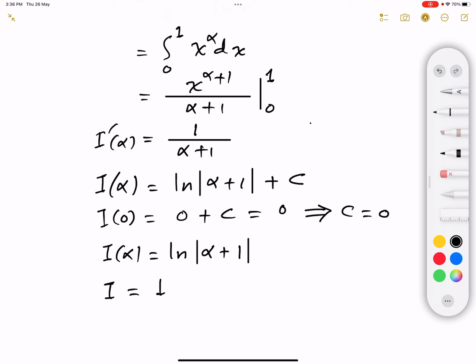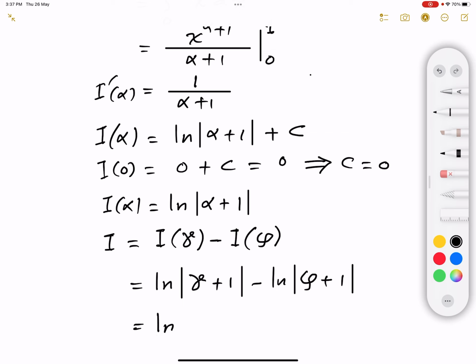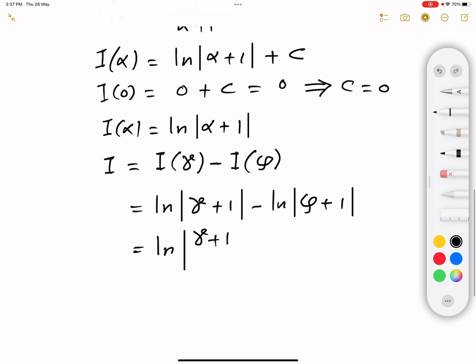Now, what is our original integral? It's nothing but I(γ) minus I(φ), where φ is the golden ratio and γ is the Euler-Mascheroni constant. So that is going to give us the natural logarithm of (γ+1) minus the natural logarithm of (φ+1). And this can be rewritten in a compact form as the natural logarithm of the absolute value of (γ+1) divided by (φ+1).